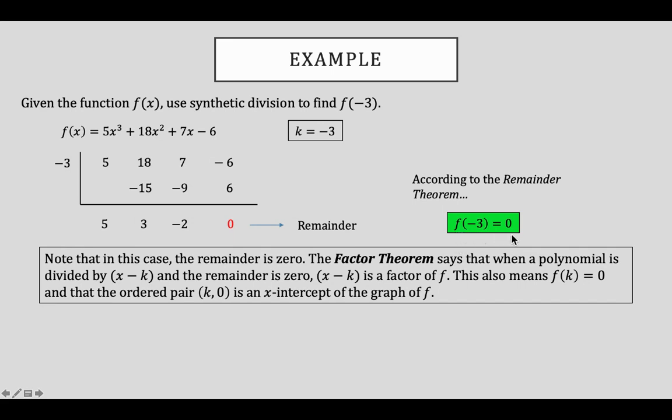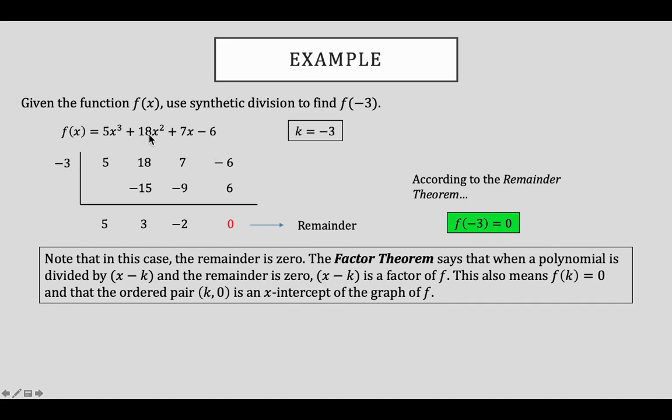f of k is equal to 0. f of k equals r, the remainder. And that the ordered pair k comma 0 is an x-intercept of the graph. Remember that zeros and x-intercepts are synonymous. They mean the exact same thing. So let's talk a little bit more about this x minus k is a factor. Why is that the case?